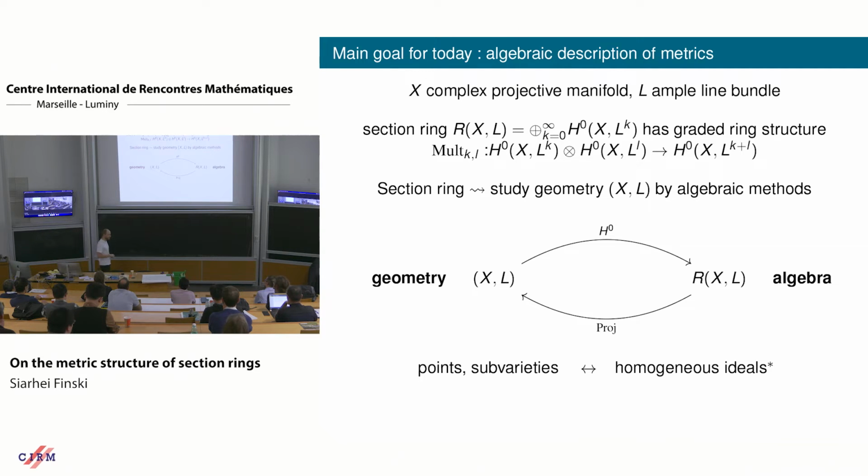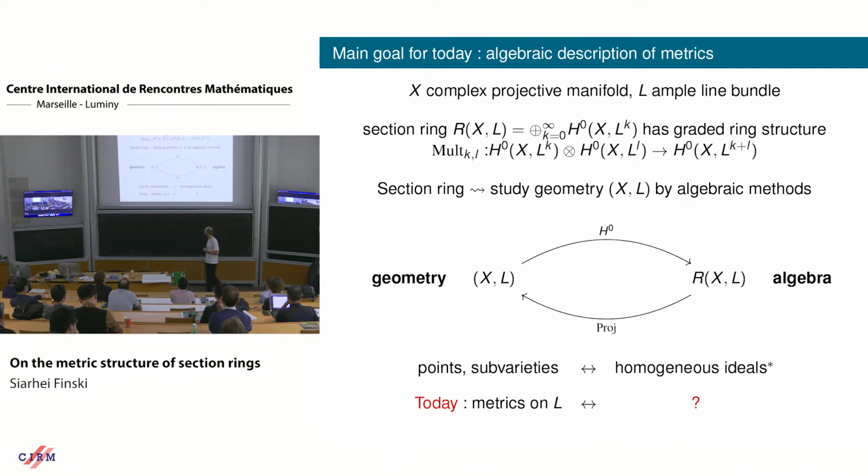So you have two different ways of looking at the same object, the geometric way and the algebraic way. Whenever you have such a situation, it is very important to understand how well-known objects on one side correspond to objects on the other side. It's very well known that if you consider points or subvarieties, one can look at them as a subset of the set of homogeneous ideals. Today's talk will be centered on the following question: what is the algebraic analog of a Hermitian metric on an ample line bundle?